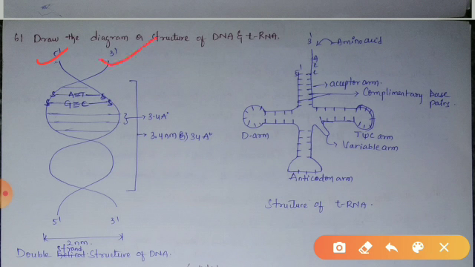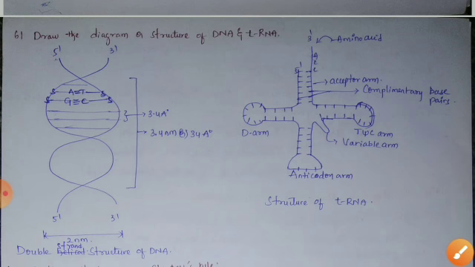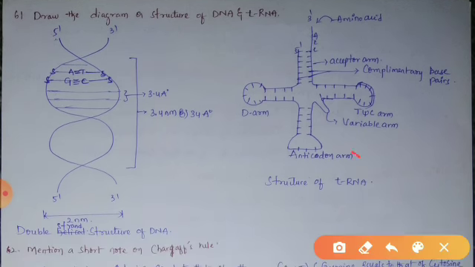Then coming to the structure of tRNA, it has various arms: the acceptor arm, D arm, T psi C arm, variable arm, and the anti-codon arm. Each arm has complementary base pairs, and the number of complementary base pairs can differ from one arm to another.